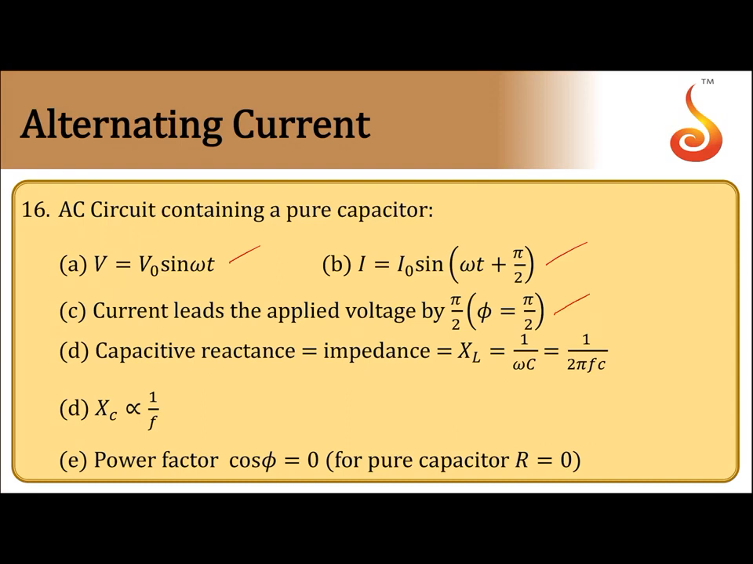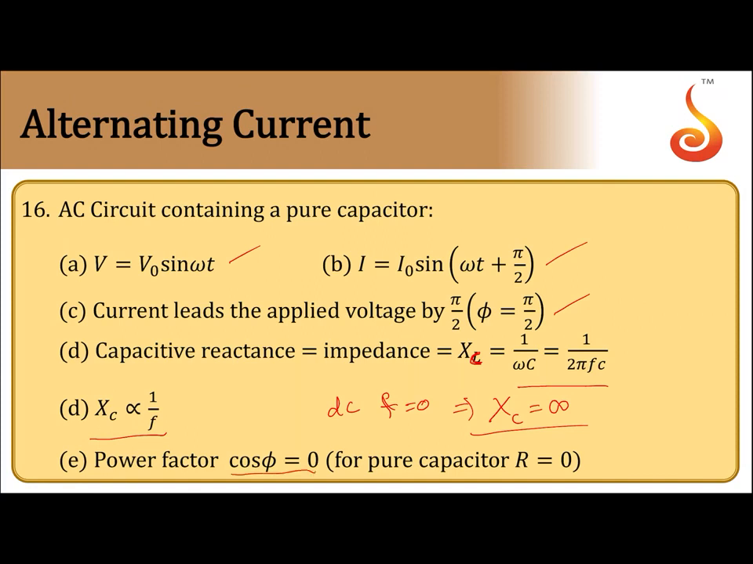Capacitive reactance XC is equal to 1 by omega C, that is 1 by 2 pi fC. Notice one thing, the capacitive reactance is inversely proportional to frequency. For DC, f is equal to 0, which implies XC is infinity. So capacitive reactance is infinity for DC. That's why a capacitor is used to block DC.